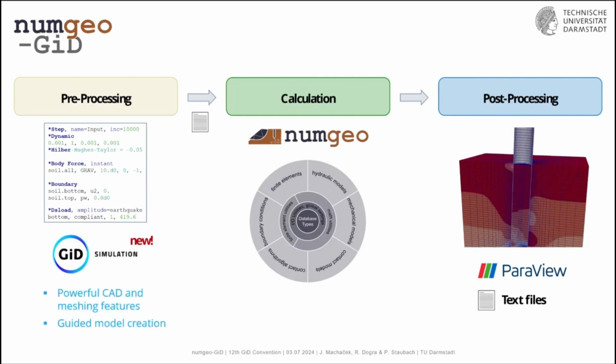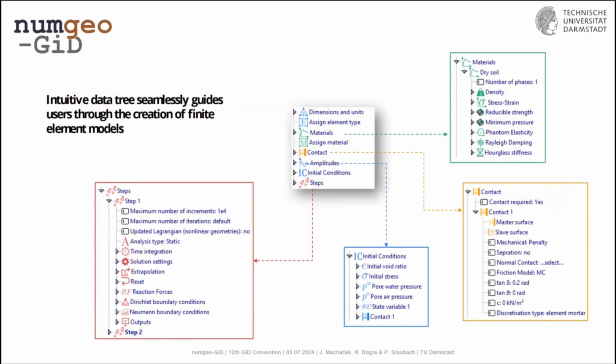Obviously, the preprocessing stage is not very user-friendly and might be quite error-prone. For that, we decided to leverage the preprocessing capabilities of GiD. It offers quite powerful CAD and meshing features and also allows us as developers to create a guide for the model creation. GiD allows us to easily design an intuitive data tree that gives a seamless guide to users through the creation of the finite element models.